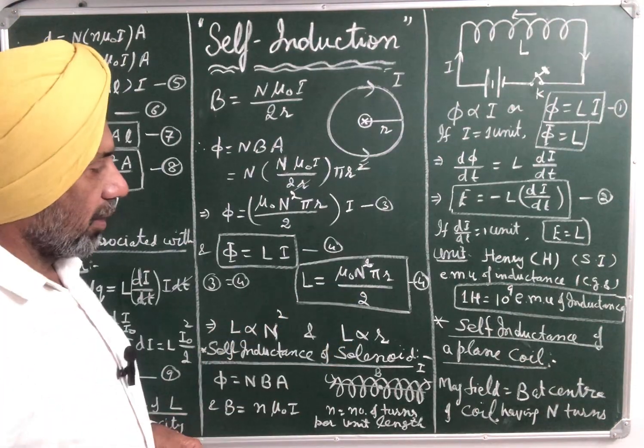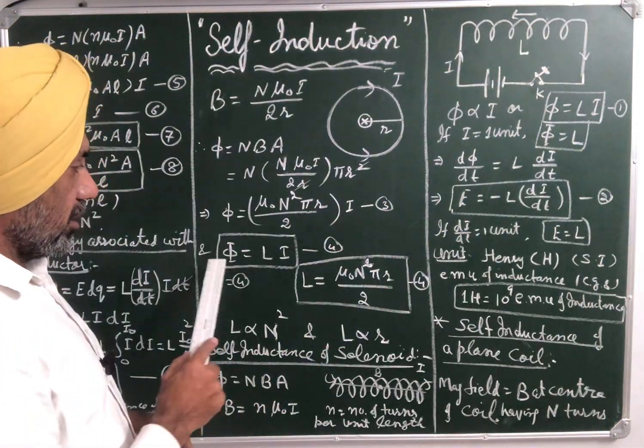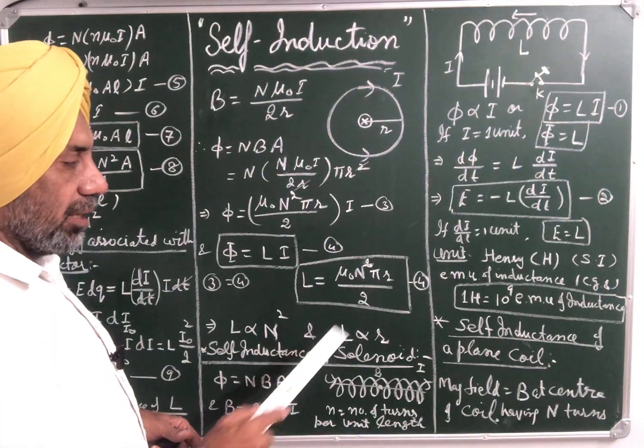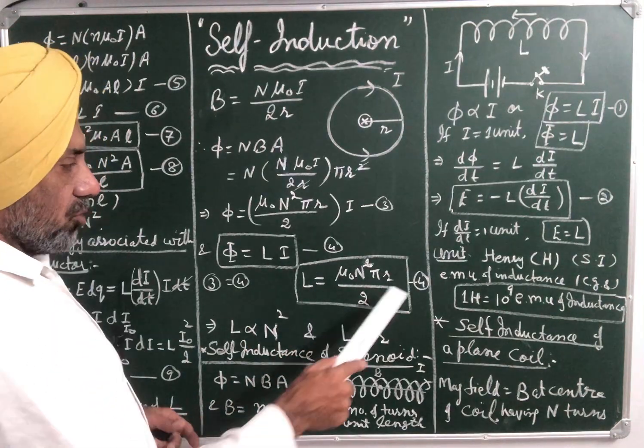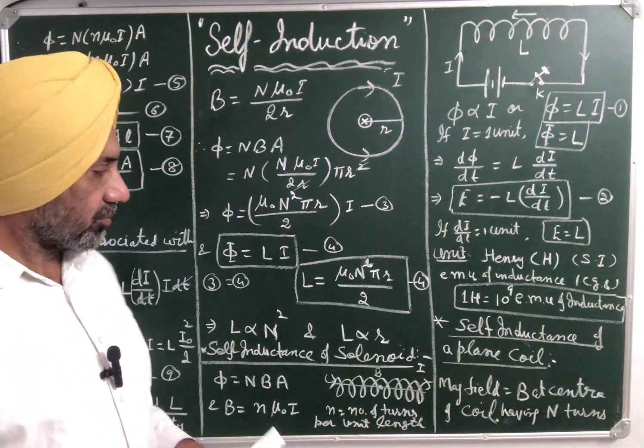Equation number 3 say, now as phi is equal to LI by definition of self-inductance, comparing these two equations, we have L is equal to mu naught N squared pi R by 2, which is the required expression for self-inductance of a plain coil carrying current.